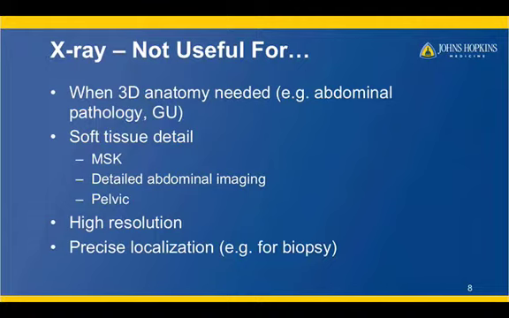The X-ray is not useful when three-dimensional anatomy is needed. For example, when you are imaging looking for abdominal pathology or genitourinary pathology. It is also not good for soft tissue detail, such as musculoskeletal imaging, detailed abdominal imaging, pelvic imaging. It is not high resolution, and it is not useful for precise localization. For example, when you are trying to find a site for a biopsy or a lesion for a biopsy.